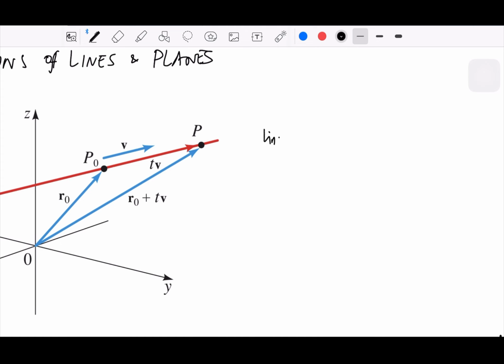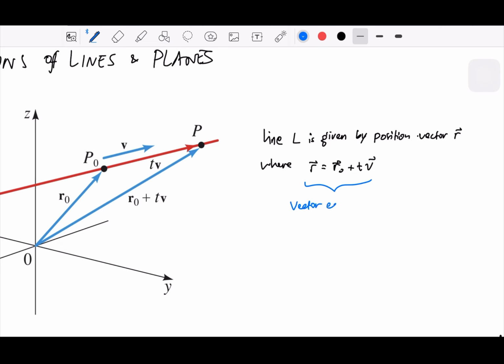Line L is given by the position vector r, where r is r0 plus t times the vector v. So we call this the vector equation of a line.